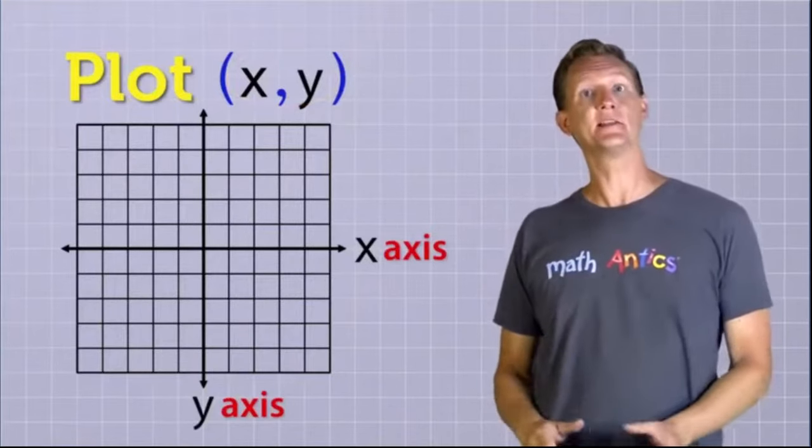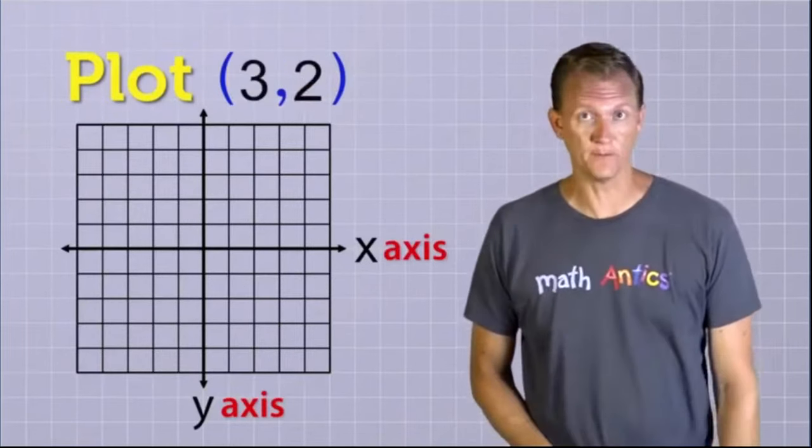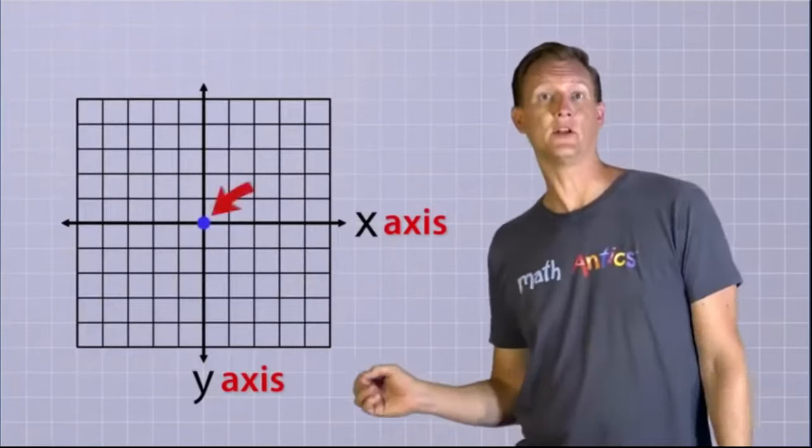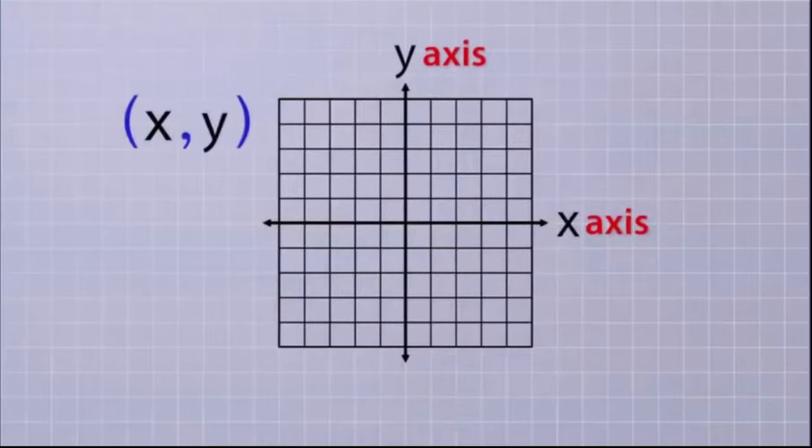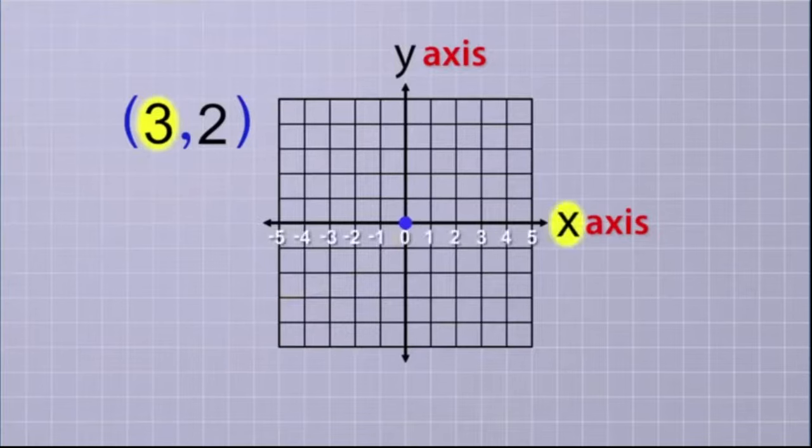To see how this works, let's plot the coordinates (3, 2), starting with a point at the origin of the coordinate plane and then treating the coordinates like a set of simple instructions that tell you how far to move your point in the x and y directions. For example, to plot the coordinates (3, 2), we start by imagining a point at the origin, (0, 0). Then we look at the first number in our ordered pair to see how far we need to move our point in the x direction. Since x is positive 3, we move our point a distance of 3 units in the positive x direction.